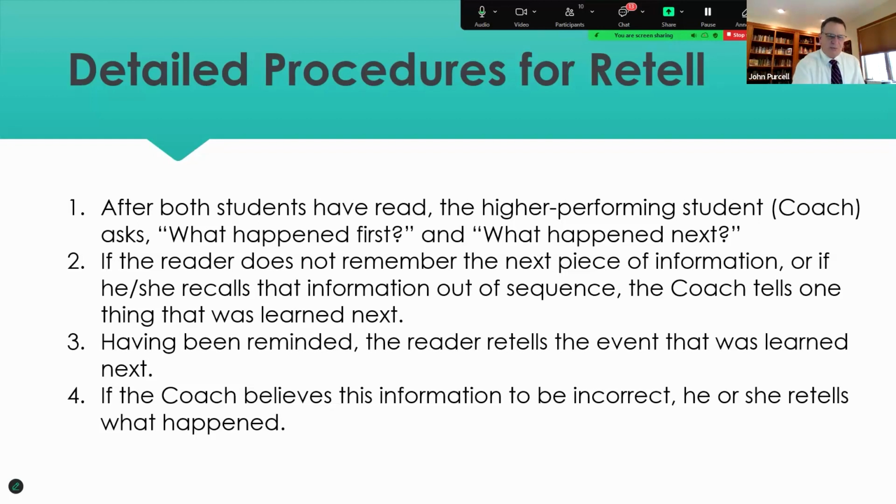ask questions from the cue card. What happened first? What happened next? So that's going to be modeled before what you saw in the video. If they don't remember that information, then the coach will provide that.